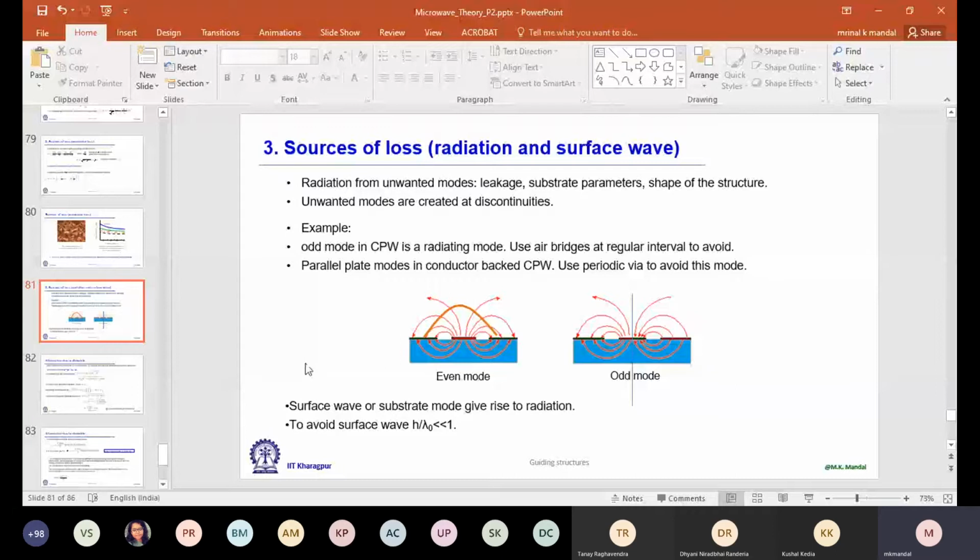Well, now surface wave mode. Surface wave mode we discussed in detail. One straightforward way to keep surface wave mode excitation minimum is to take the thickness of the substrate as small as possible, but there are other limitations.